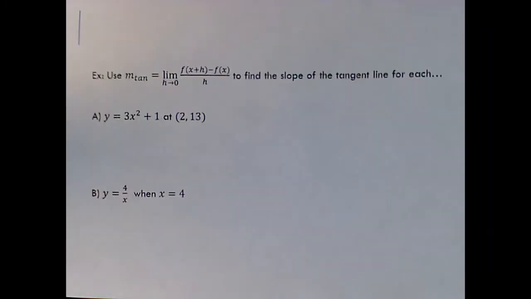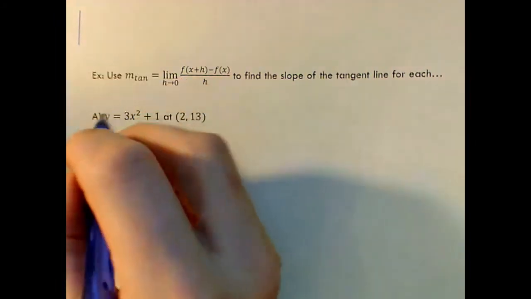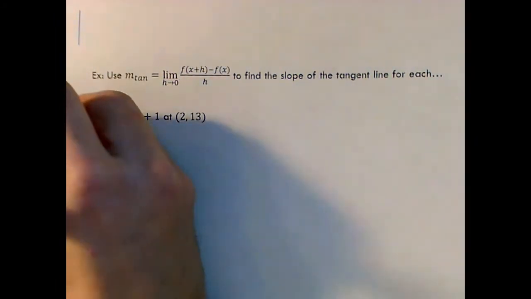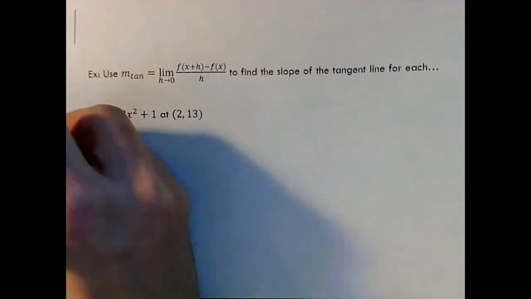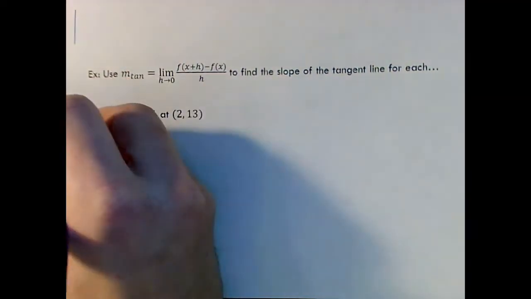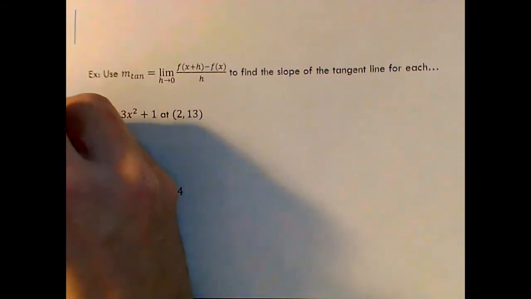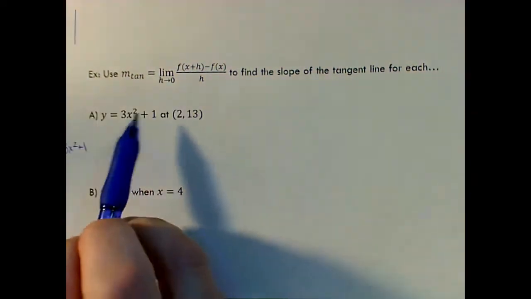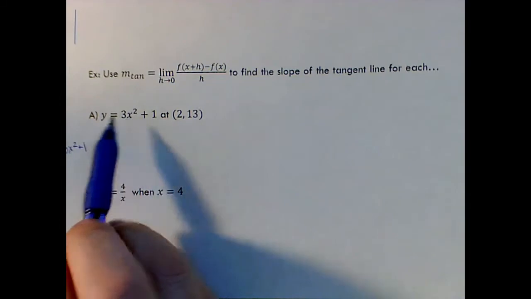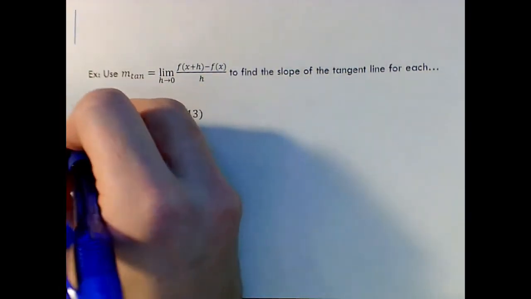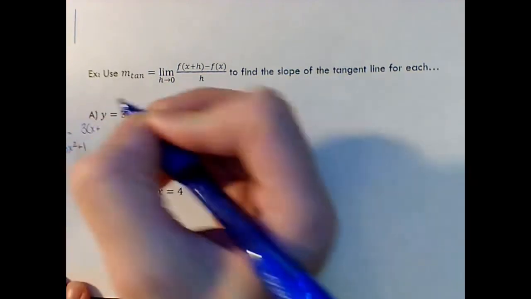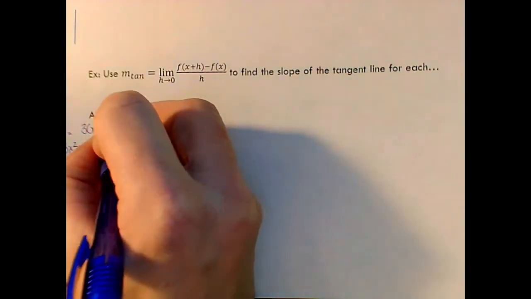All right. The first thing that we are tasked to do is to use that formula up there, the one we just learned, to find the slope of the tangent line for each. So this is how I'm going to set it up. Okay, y is f of x. So I already have f of x, and I'm just going to write it out because, why not? f of x equals 3x squared plus 1. f of x plus h means this. I take that original function and replace the x with x plus h. So I get 3 times (x plus h) squared plus 1.